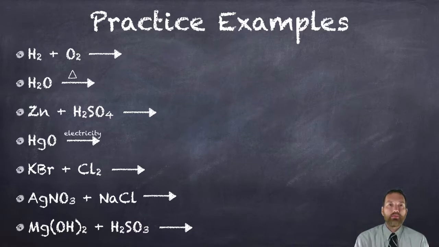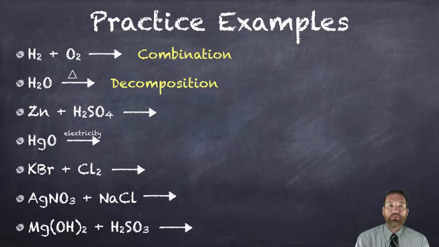Okay, let's see how you did. We have combination. I have an element plus an element. That's easy, that's a combination. The next one is just a compound on the left, and it's showing it's being heated, so that's obviously a decomposition. Whenever you only have one reactant, the only thing it can be is decomposition.